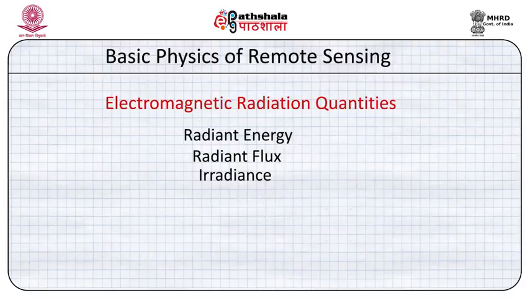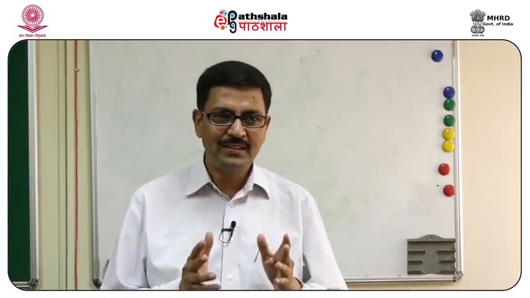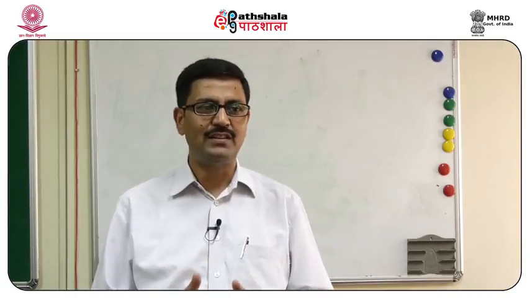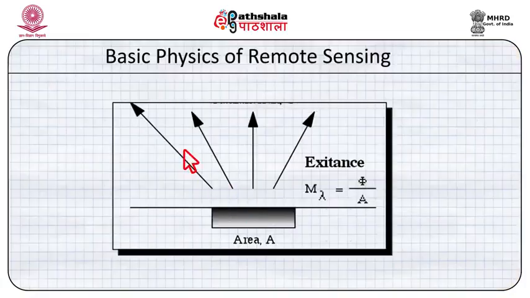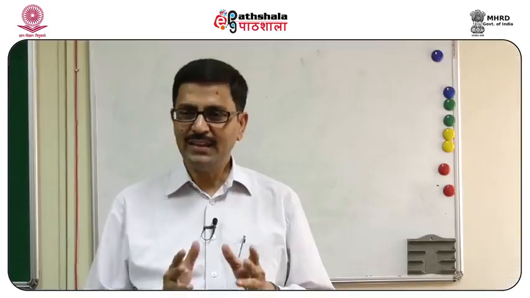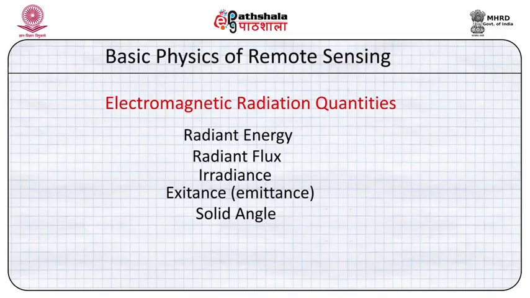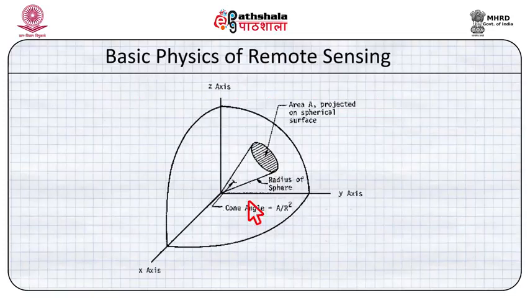Now, another quantity is the excitance, that is emittance. Emittance is defined as the radiant flux leaving a surface per unit area of the surface. The flux may leave a surface in all directions within a hemisphere, and it is denoted by M, as clearly shown in figure 5. Now, another issue is the solid angle. Solid angle can be defined as a cone angle subtended by a portion of the spherical surface at the center of the sphere, as shown in figure 6.